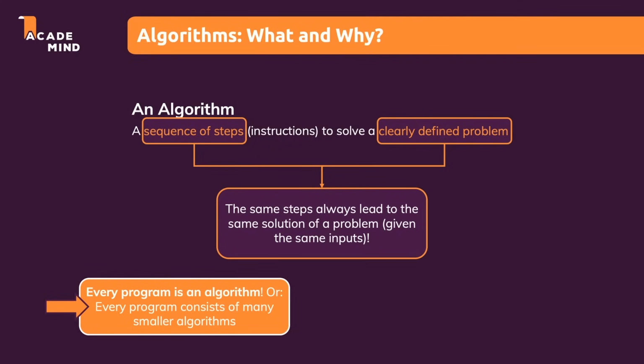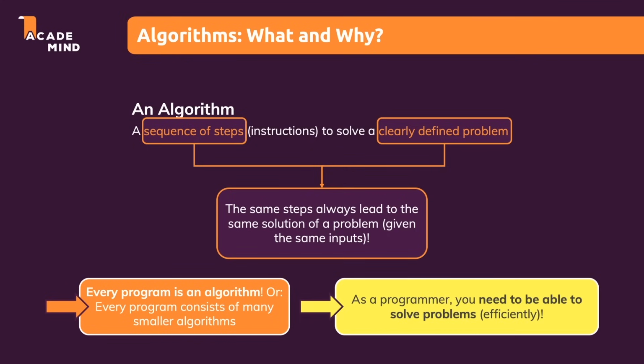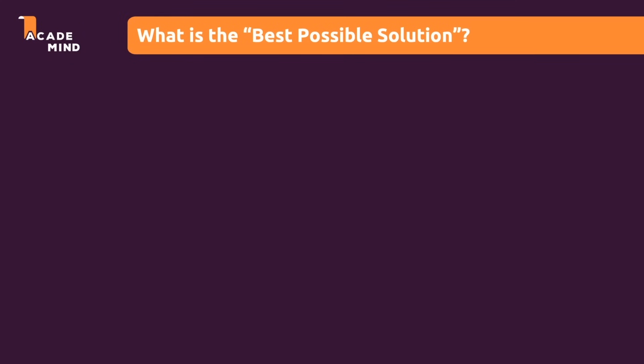And as a programmer, as I mentioned, your goal is to solve problems. You need to be able to do that, and of course, you need to be able to do that efficiently, which means for a given problem, you want to find the best possible solution. Now, of course, there are different ways of defining the best possible solution. So the question is, what is the best possible solution to a given problem?